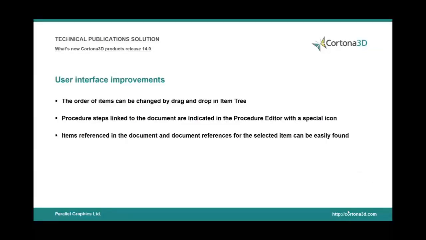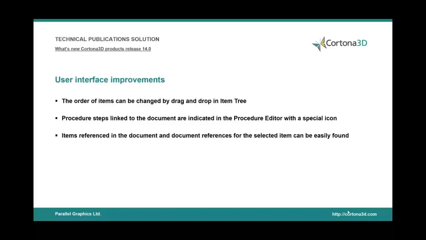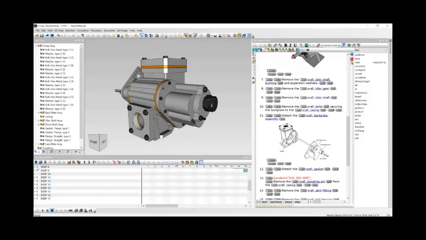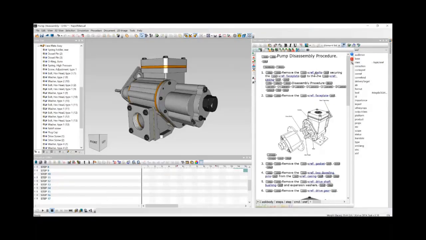Now let's look at interface improvements. The order of items within assembly item in item tree can now be changed with drag and drop method. Previously, order of items within assembly item was fixed as defined in source data. Next, a special icon is shown next to a procedure step in procedure editor if it is linked to a document step. This allows to quickly find linked and unlinked steps. Finally, it is now possible to identify items referenced in the document and vice versa.